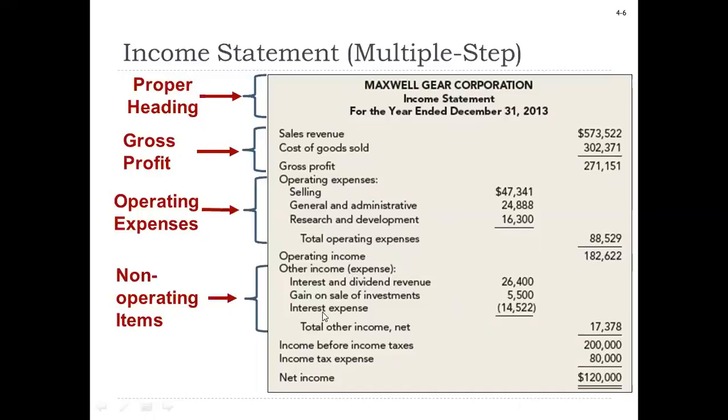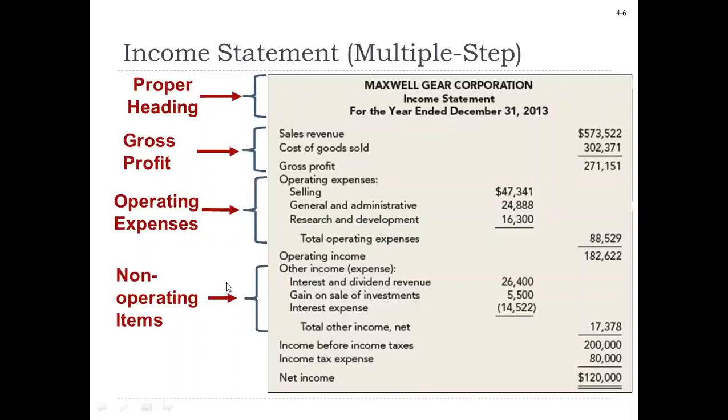Other income and expenses are gains and losses from things that are not part of our normal day-to-day operations. So for example, selling investments, if we made money or lost money from selling fixed assets. So transactions that occur that are not part of normal day-to-day operations go into this non-operating items section.